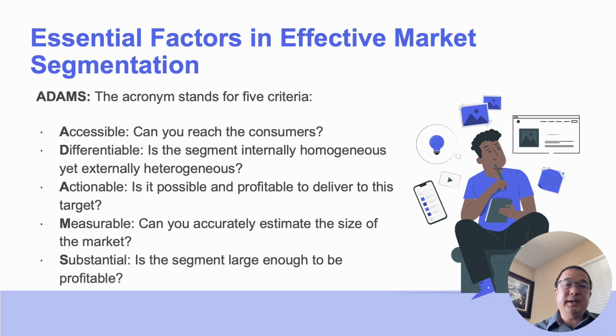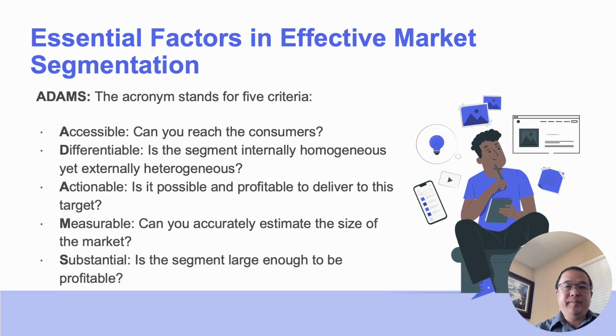This introduces the 5 requirements of an effective market segment using the acronym ADAMS. Think of ADAMS as a checklist. A stands for accessible, D stands for differentiable, A stands for actionable, M stands for measurable, and S stands for substantial. So let's go through these in detail.